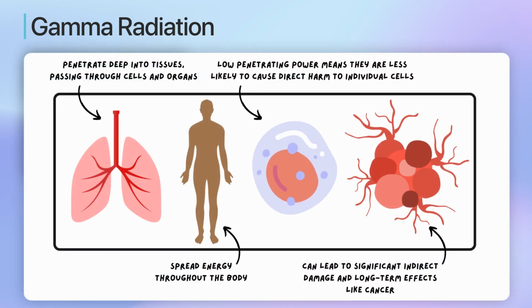Gamma rays can penetrate deep into tissues, passing through cells and organs and spreading their energy throughout the body. Although their low ionizing power means they are less likely to cause immediate direct harm to individual cells, their ability to penetrate the body can lead to significant indirect damage which can cause long-term health effects, including cancer.